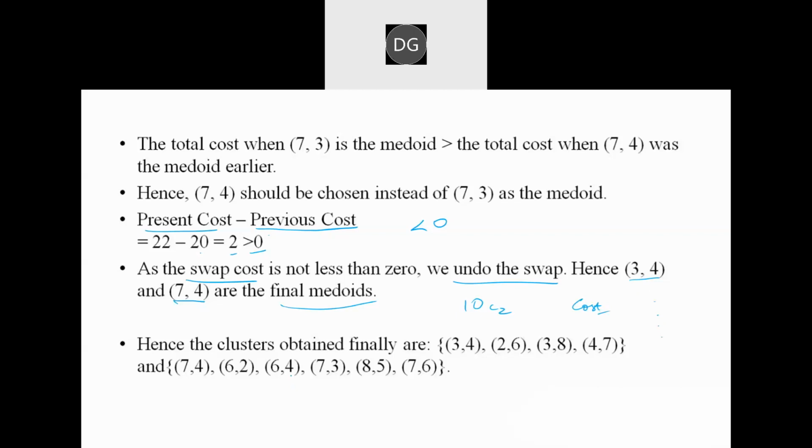K medoids value, that medoid value. Since this is also a clustering type, I mean centroid based clustering only, but here the centroid will be one of the data points, not randomly placed in our graph, but placed among the data points. So this is how we will get the final output: 3 comma 4, 2 comma 6, 3 comma 8, 4 comma 7 in one cluster, and the remaining all will become another cluster.